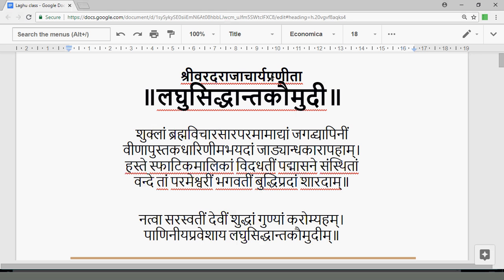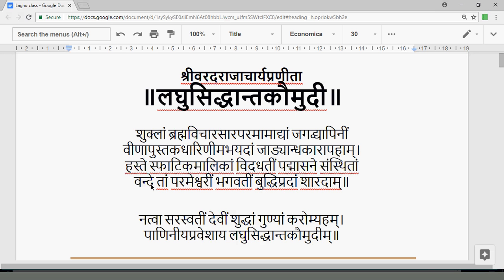And it is created by whom? It is Pranita. It is created by Sri Varadacharya. He was an Acharya and his name was Varadacharya. Sri Varadacharya Pranita Laghu Siddhanta Kaumudi. Pranita is Taanta. This is Ta Pratyaya, and A for Strilinga, because Kaumudi is Strilinga. So Sri Varadacharyena Yena Pranita: by Varadacharya it is created, this Laghu Siddhanta Kaumudi.